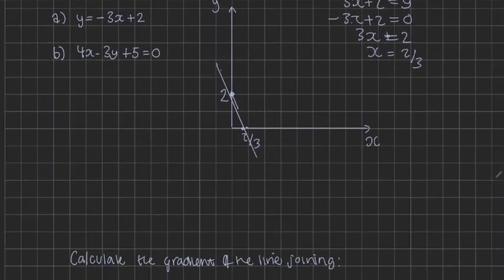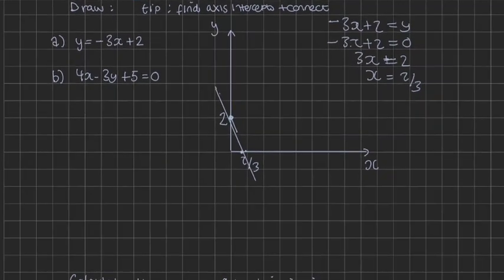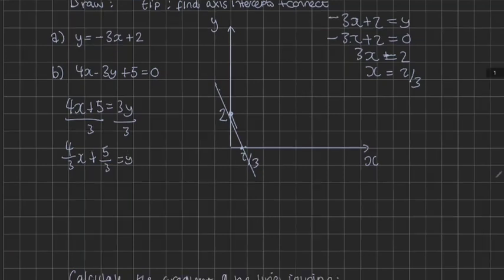And for B, we notice that this is not in the correct form of y equals mx plus c. So we want to rearrange the equation to make y the subject by itself. We can do this by 4x add 5 equals 3y. And then we can divide all over by 3. So divide by 3, divide by 3. 4 over 3x add 5 over 3 is equal to y.